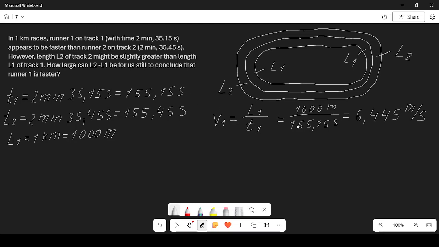Okay, now we know the speed runner number 1 had. This is not just a speed at a certain moment of his running. This is an average speed. This is the average speed of all his race, because it's the whole distance divided by the whole time.